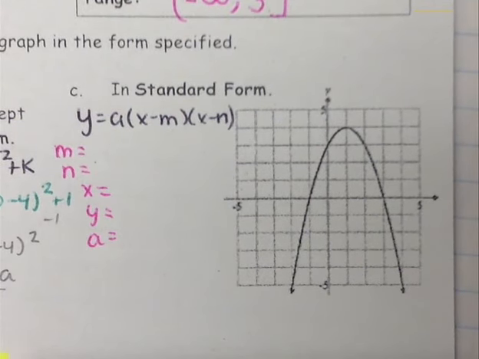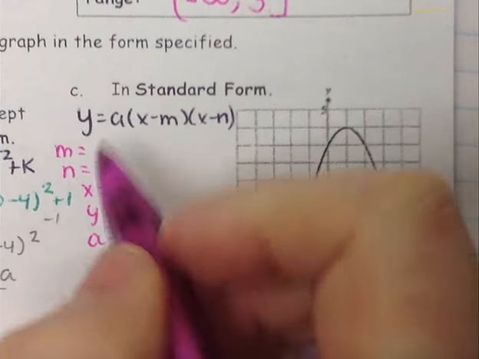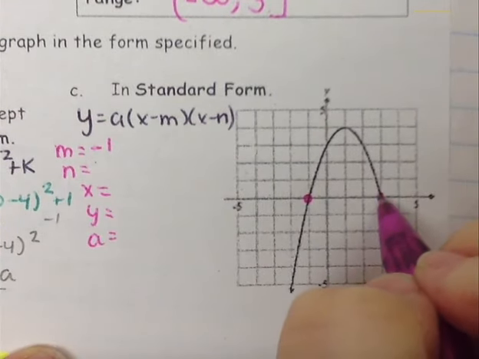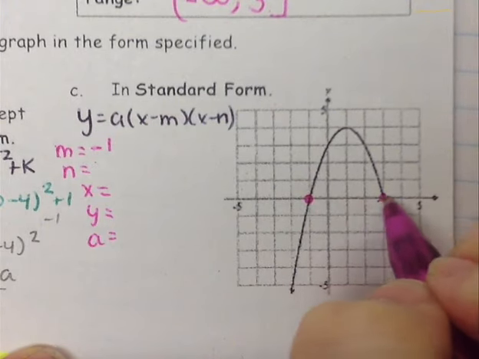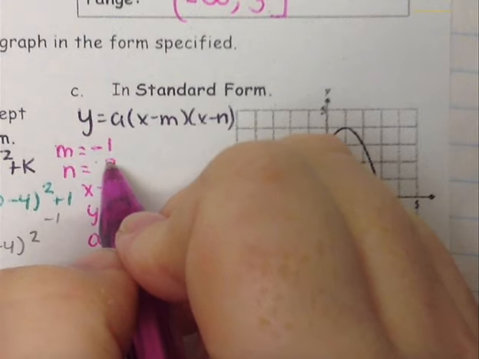So our x-intercepts are at negative 1, 0, so m is going to be negative 1. And we also have it at 1, 2, 3, 0. So our n value is going to be 3.